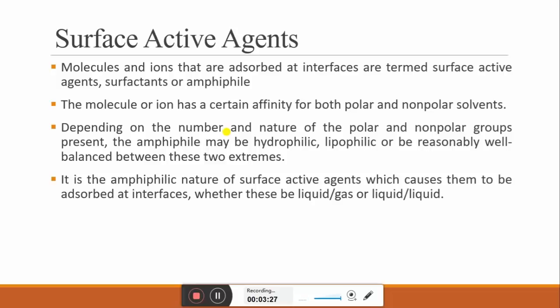So, what is the meaning of surface active agent? Surface active agents are substances which are amphiphilic in nature. They consist of both a polar group and a non-polar group, and they have affinity towards polar as well as non-polar solvents. So, when surface active agents are added into a solution, they get distributed at the interface depending upon the hydrophilic and lipophilic groups, and because of their tendency to cover the surface they reduce surface tension or interfacial tension.